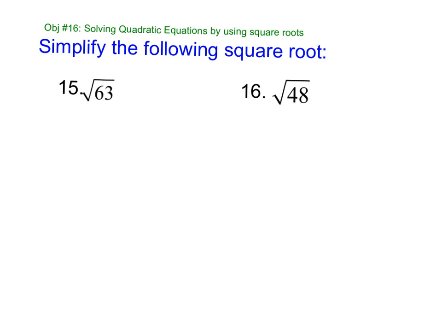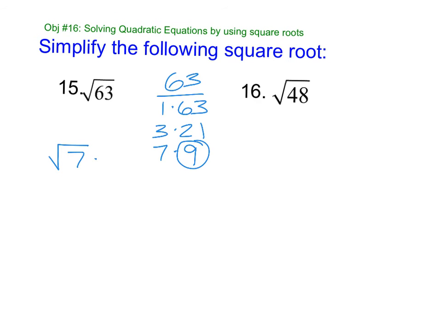All right, try these two on your own. 63. So what perfect square goes into 63? 1 and 63. 2 doesn't work. 3 and 21. 4 doesn't work. 7 and 9. So 9 is our perfect square. So this is root 7 times root 9.